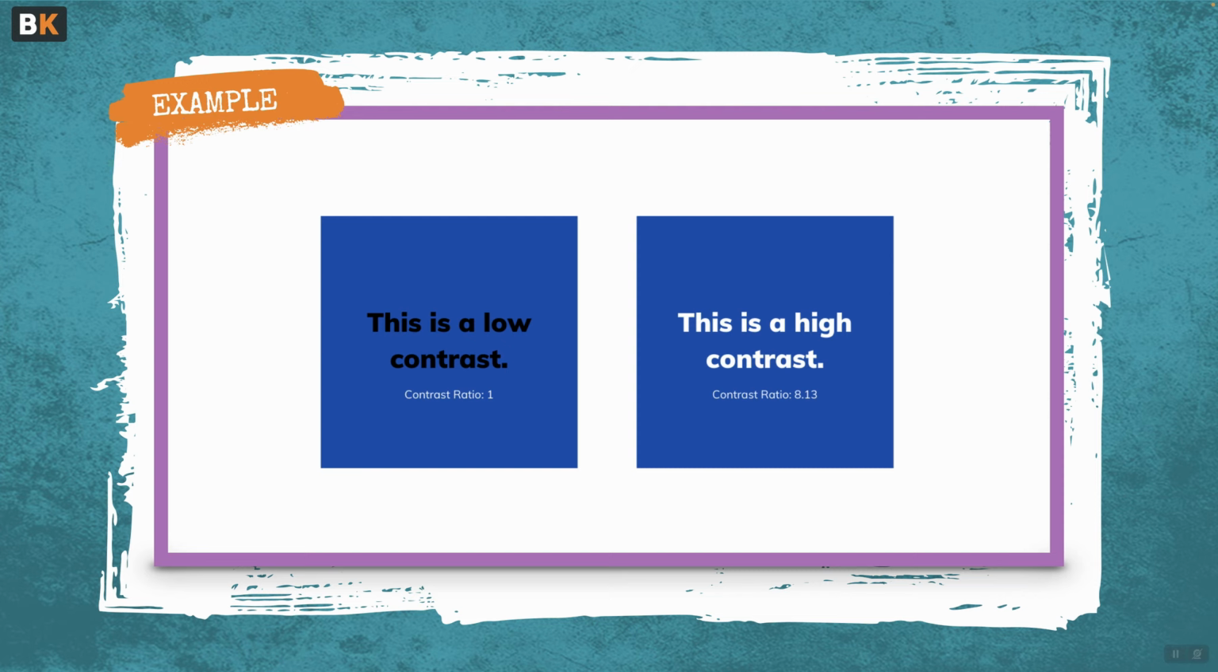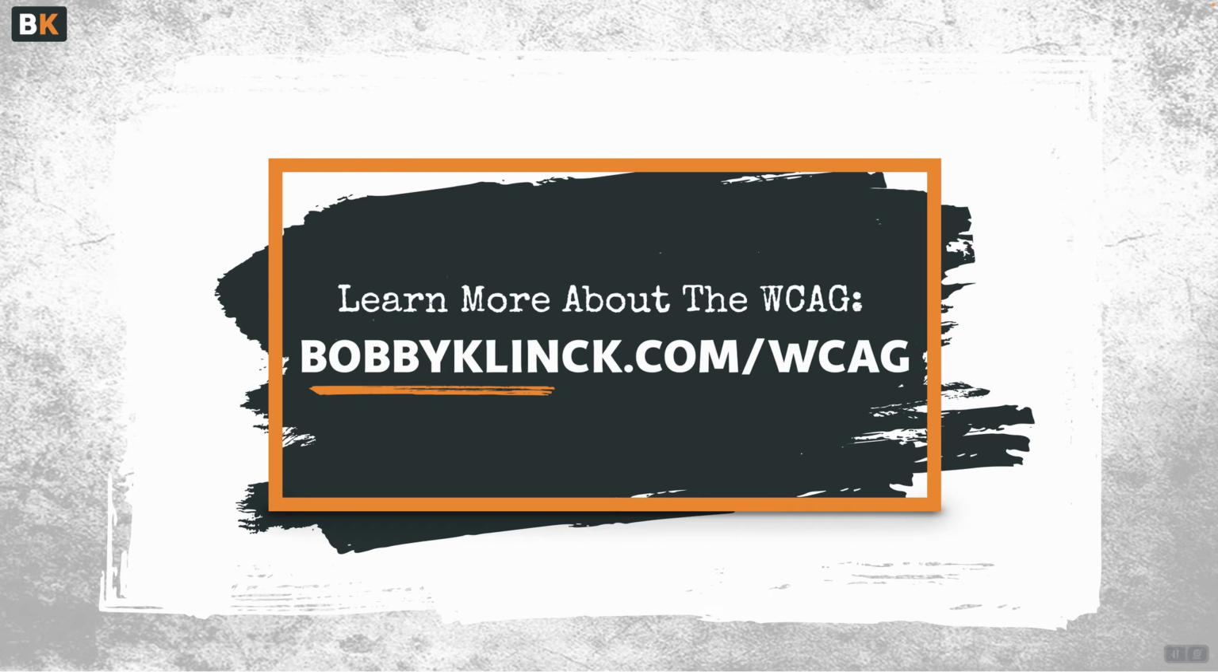But on the right, we've got blue with white text, and that has a contrast ratio of 8.13. So it's much, much easier for someone who is visually impaired and has issues perceiving different contrasts. So think of these things when you're adding text over color on your site.